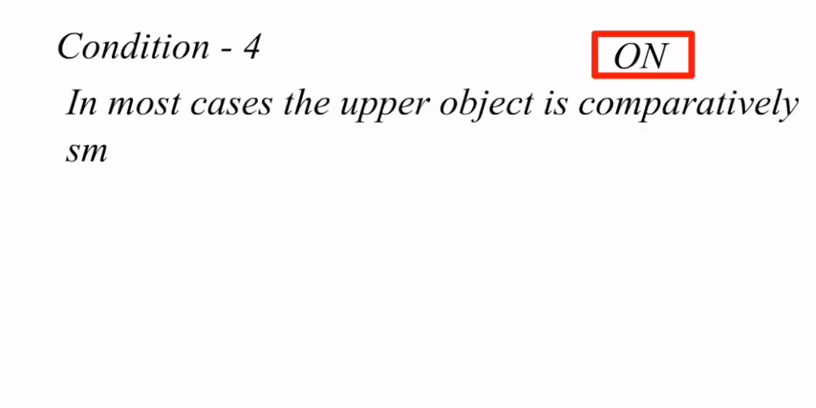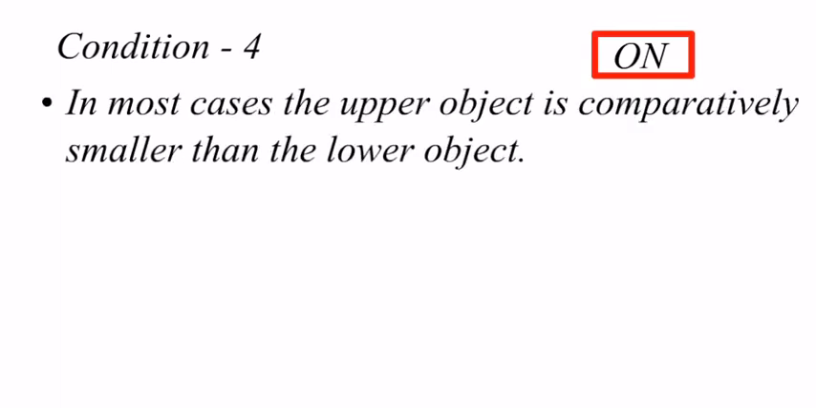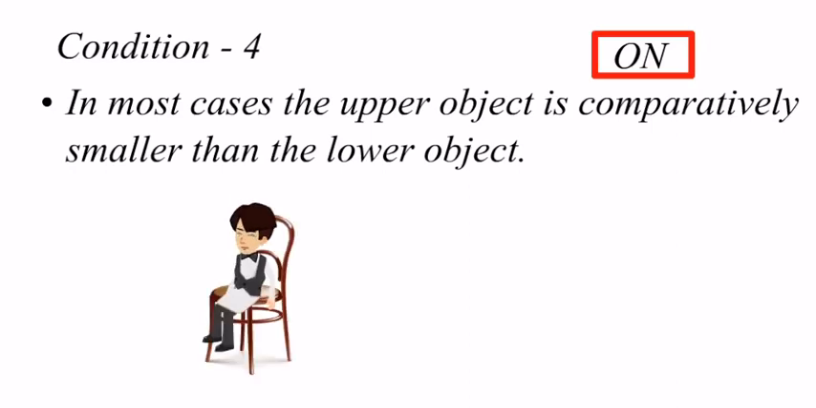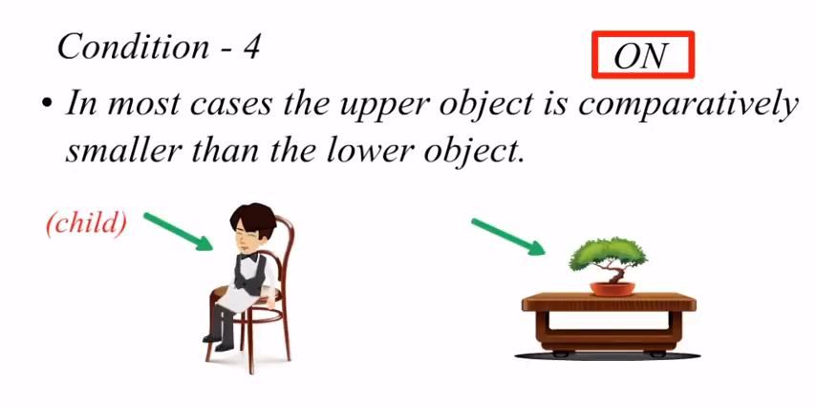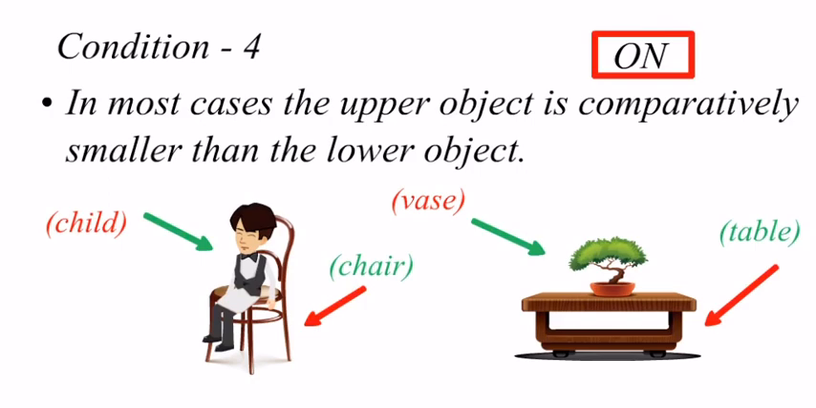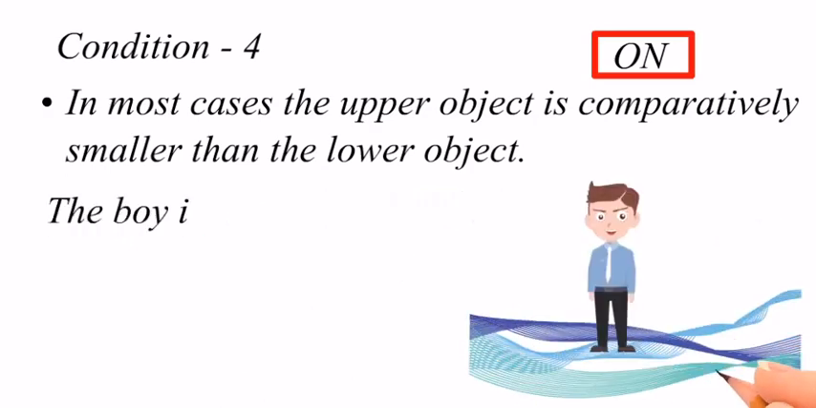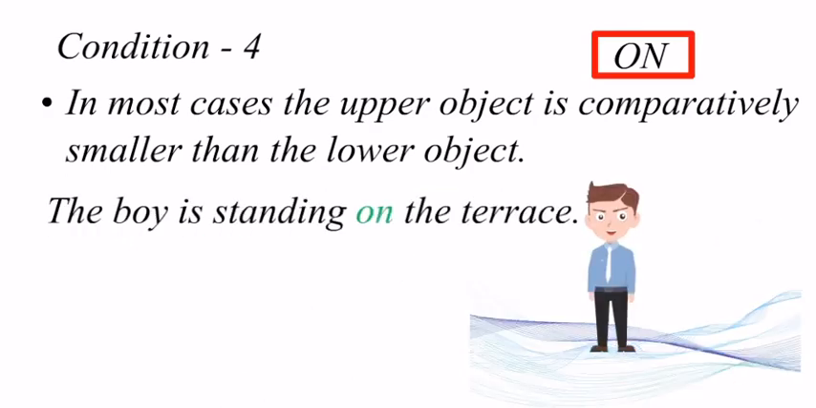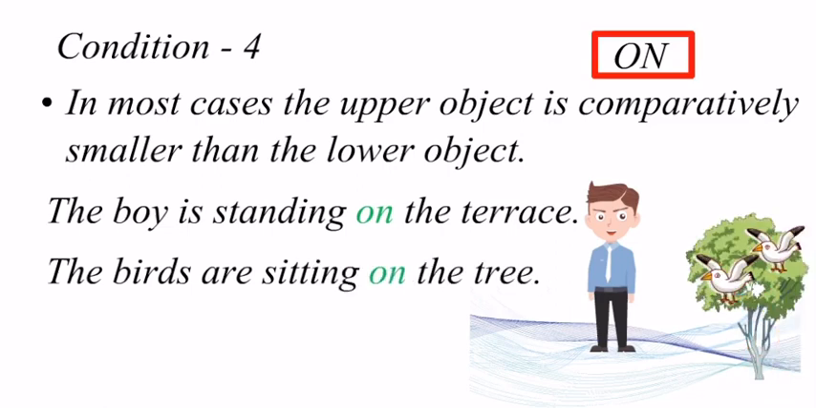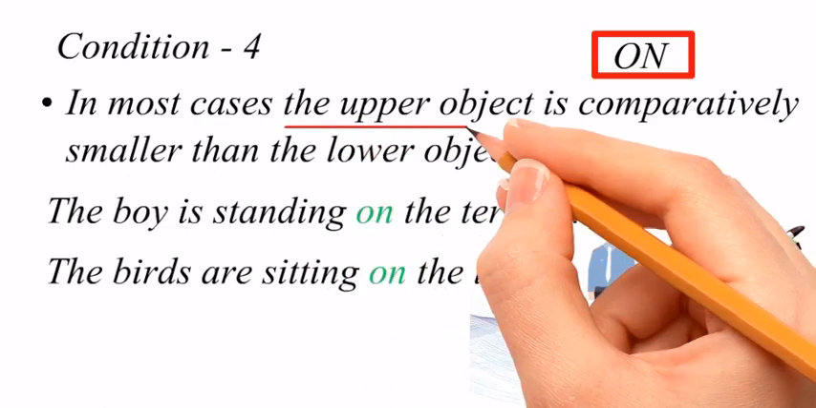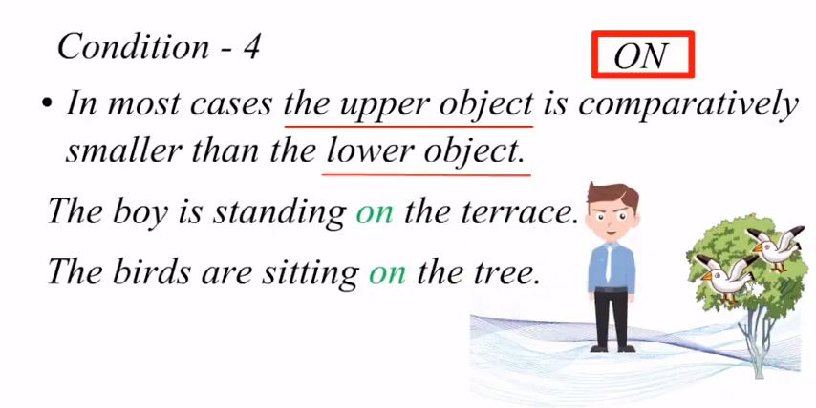And now the last condition. In most cases, the upper object is comparatively smaller than the lower object. So if you see the previous examples, the child and the vase, they both are comparatively smaller than the lower objects, which are the chair and the table. And this is the reason why we keep smaller objects on the larger objects and use the preposition on. For example, the boy is standing on the terrace. The birds are sitting on the tree. I hope you've got the idea. The upper object is comparatively smaller than the lower object.